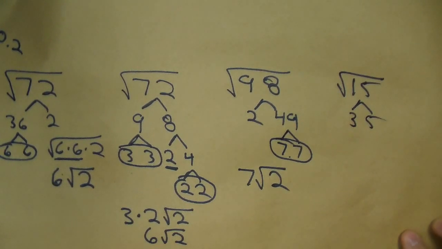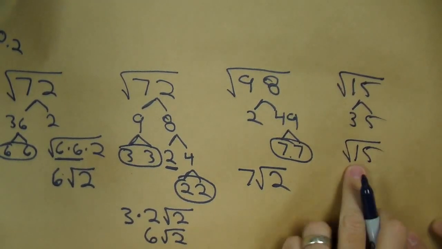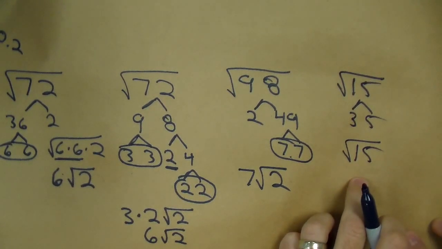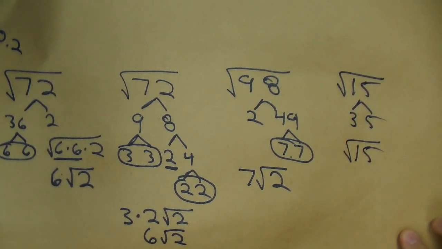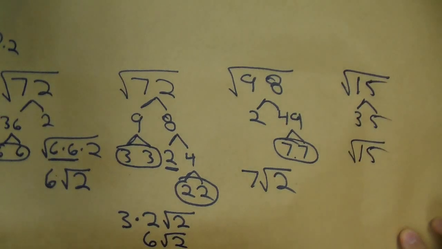Neither of those have a pair. Neither of those are perfect squares in themselves, so it just stays as the square root of 15, and that is simplest radical form. What you have to look at is when you have terms where it is possible to take out a perfect square, it is possible to find that pair and take them out.